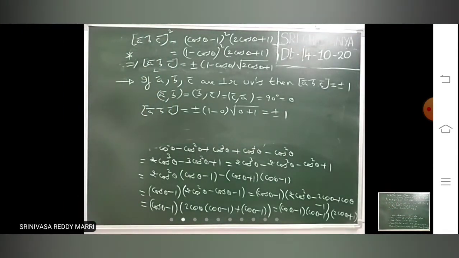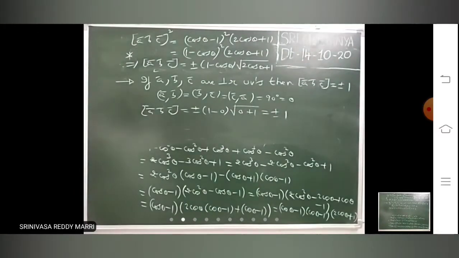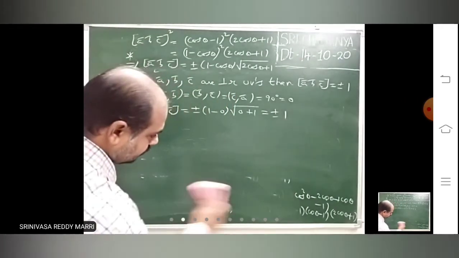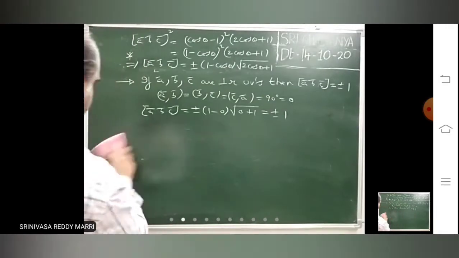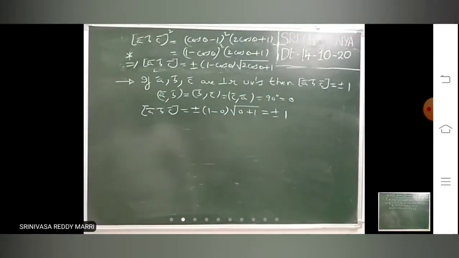In the formula directly, theta equals 90 degrees. Like that, whatever theta is given, you substitute that, provided unit vectors must be given. If unit vectors are not given, you directly solve the determinant. Look at the next one.